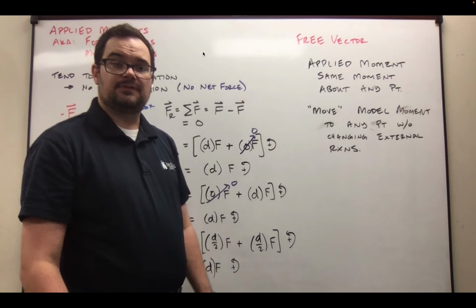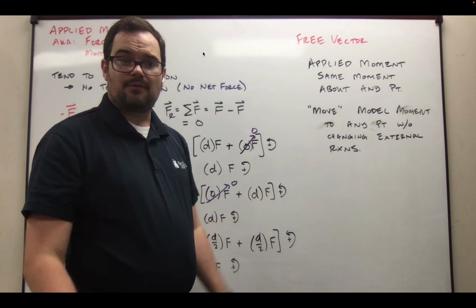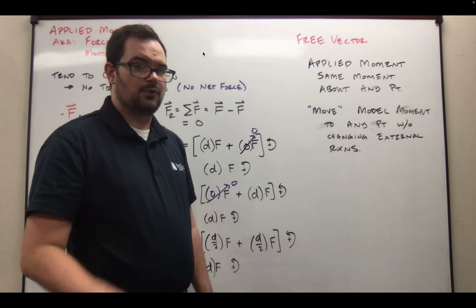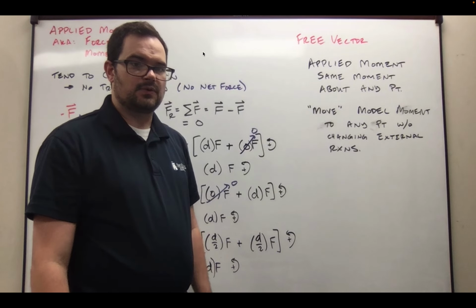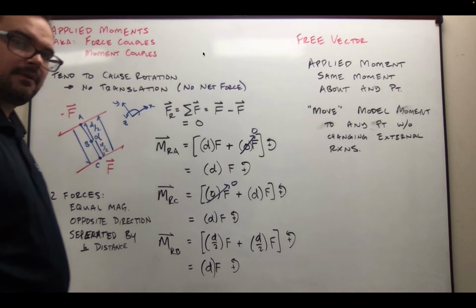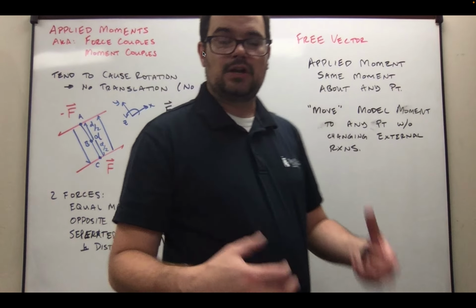Another way to ask the question is, if I take a wrench and apply it to a nut, usually I just apply the force at one end. So where's the other force coming from? The two forces equal in magnitude, opposite direction, separated by a perpendicular distance, that's tending to cause that rotation.